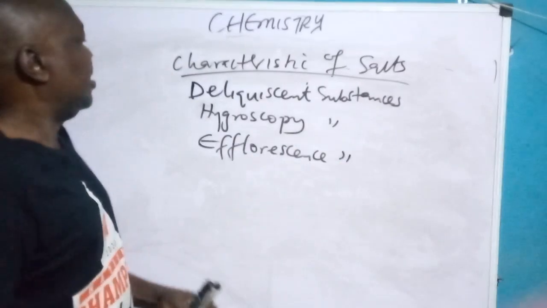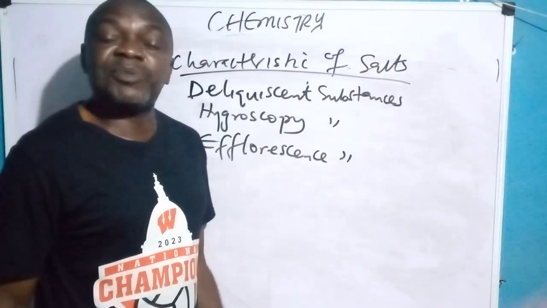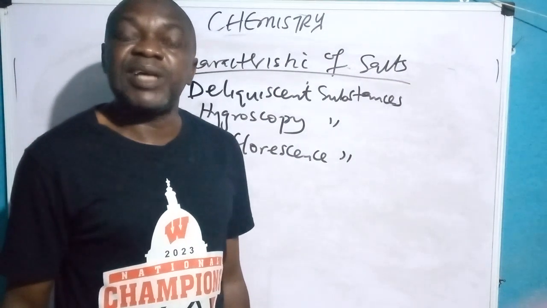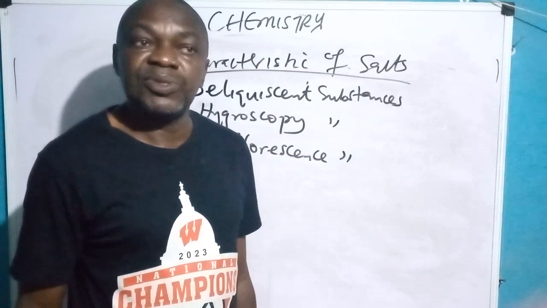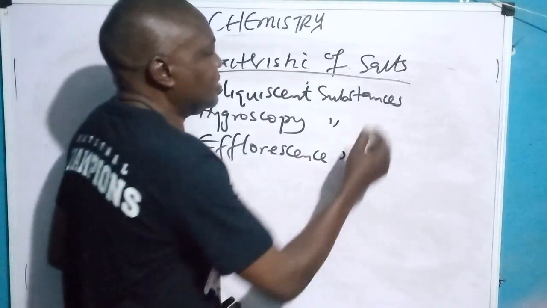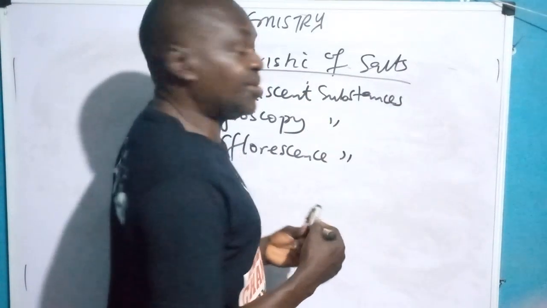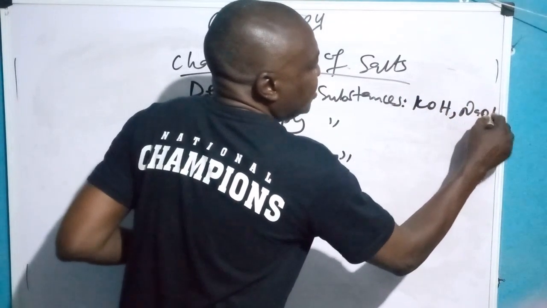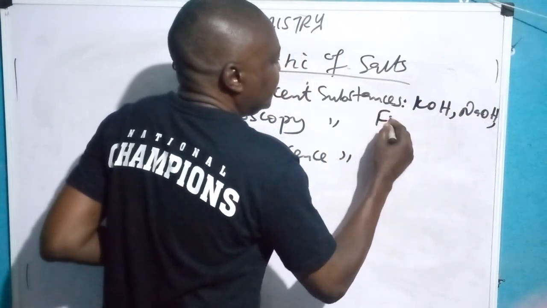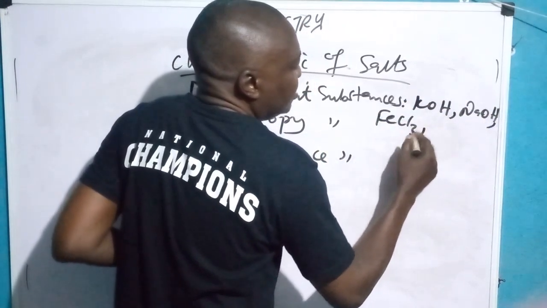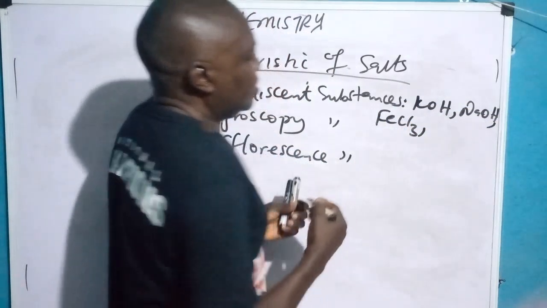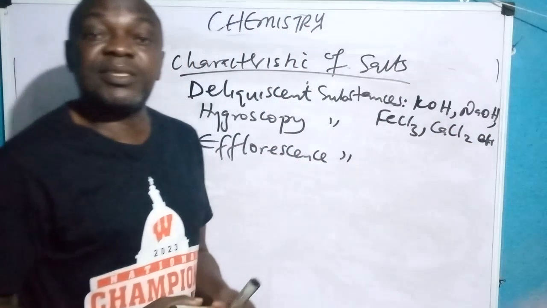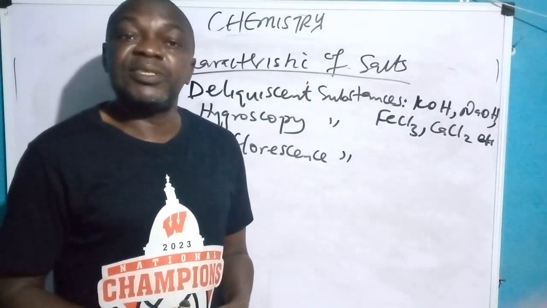Deliquescent substances are those substances which absorb water from the atmosphere or from the environment and dissolve in it to form solutions. Examples of such substances, because some of them are not actually salts, are KOH, which is a base, NaOH, FeCl3, then CaCl2, etc. All these substances, when they absorb water, dissolve in it and form solution.